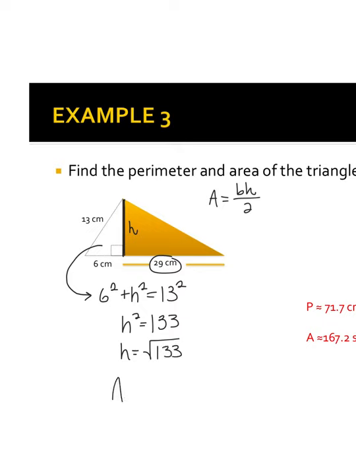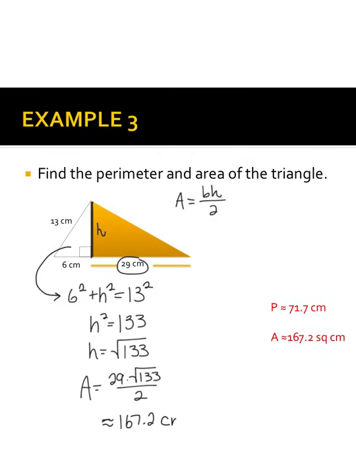So to find the area, it's going to be 29 times the square root of 133 divided by 2. That gives me an area that's approximately 167.2 centimeters squared. The next part of this asks me to find the perimeter of the orange triangle.